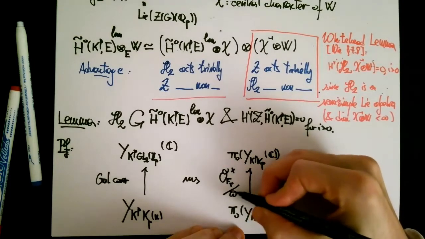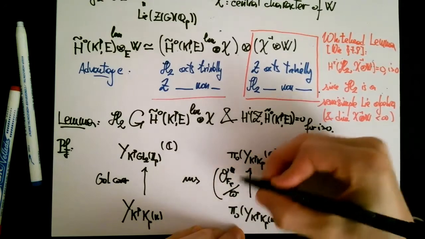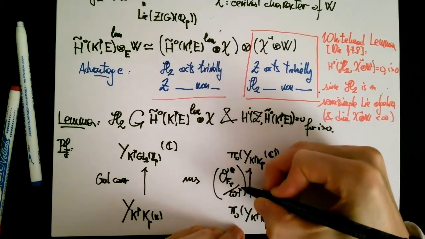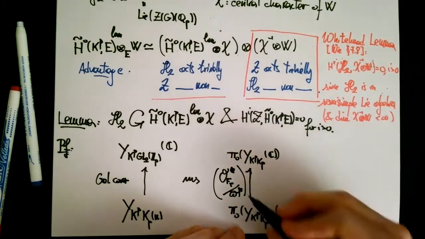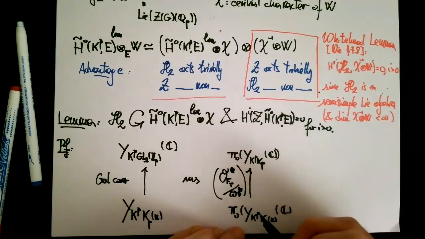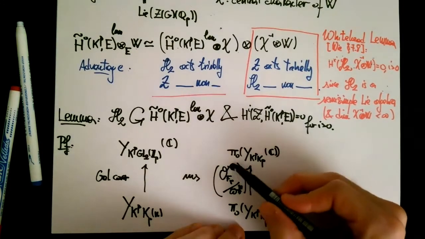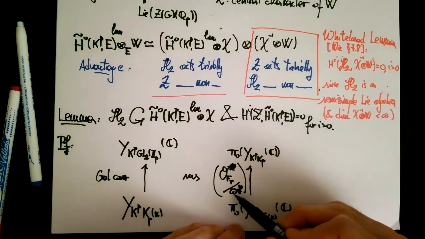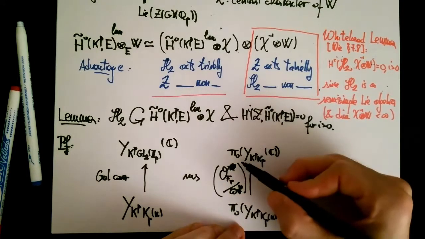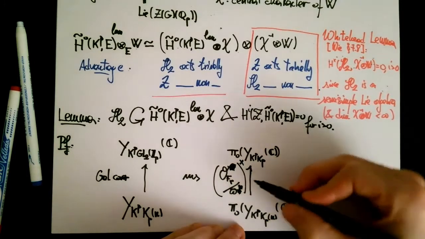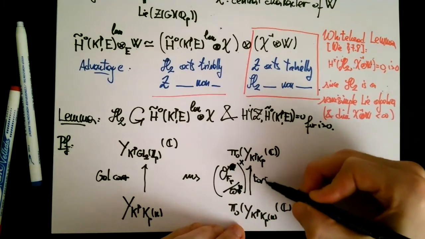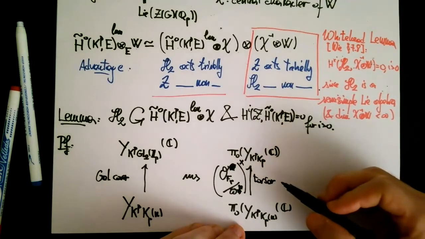Sorry, p to the n. Oh no, sorry. Can you read it? It's readable. Sorry for this. So this is pi^n. And here I take the units. So this is a torsor over here.